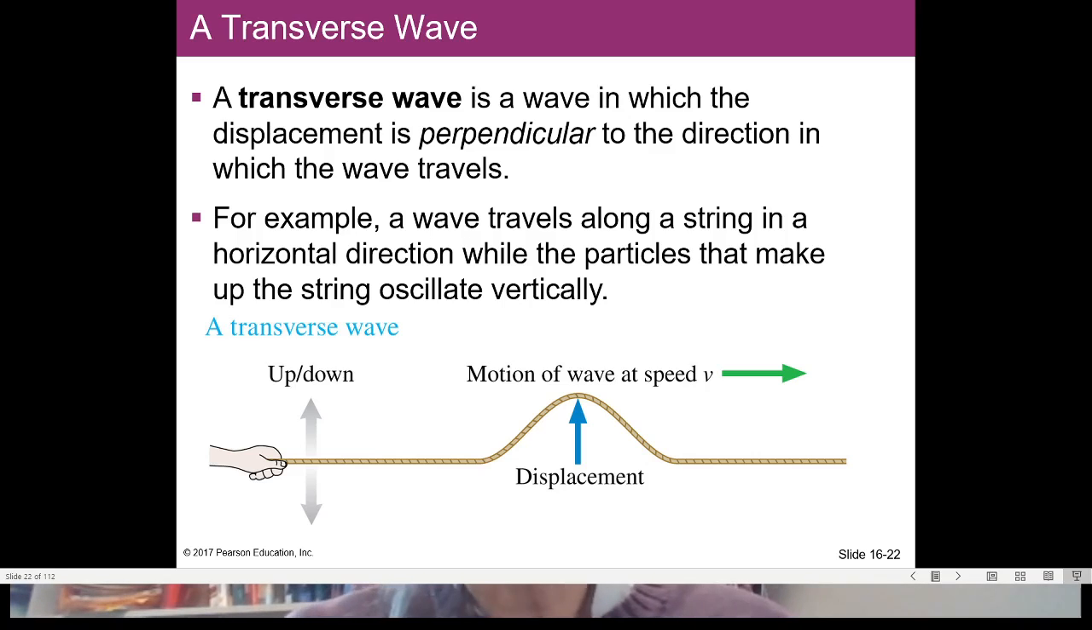Okay, so here is a bigger picture of a transverse wave, and here's the definition. A transverse wave is a wave in which the displacement is perpendicular to the direction in which the wave travels. So for example, if you took a stretched string and you moved the string up and down like this, that could create a bump which would then move to the side. The bump is in this direction, and the motion to the side is in this direction. So those two directions are perpendicular. So this is an example of a transverse wave.